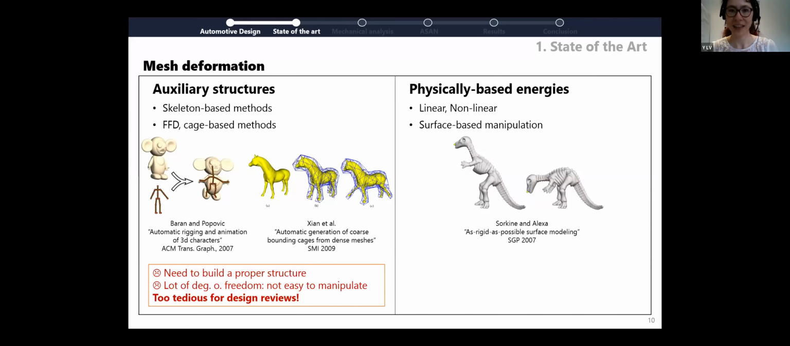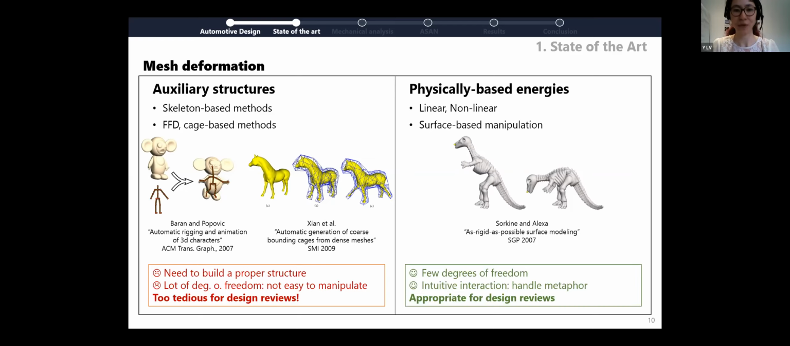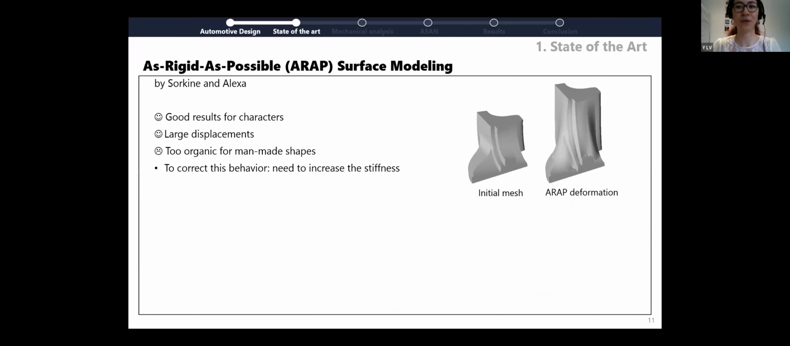So I was saying that we looked at methods based on physically based energy, which offer fewer degrees of freedom and an intuitive interaction through a handle metaphor. So we found this category of methods more suitable for design reviews, and more particularly, the ARAP method by Sorkine and Alexa caught our attention. But while ARAP gives a good result for characters and can handle large displacements, it is, however, too organic for man-made shapes. And in order to improve this behavior, one seeks a way to get a stiffer deformation.